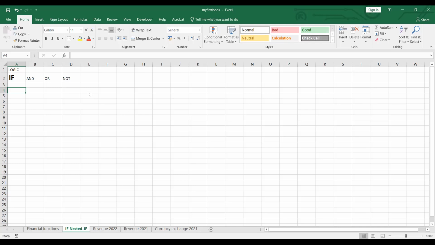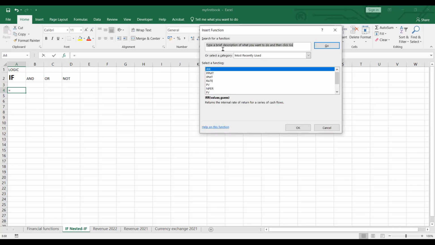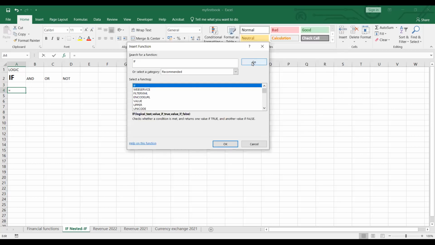When we talk about the IF function, I just want you to see the syntax of the IF first before I go deeper into it. When we search for the IF function in here, it needs to have 3 arguments. The IF function will check whether a condition is met and returns one value if true and another value if false.